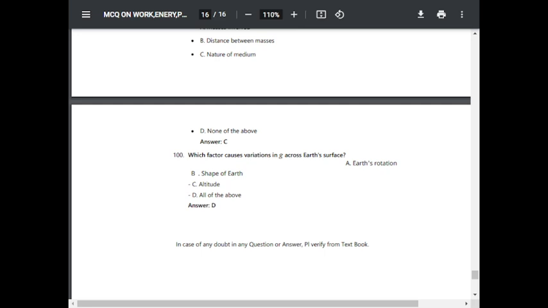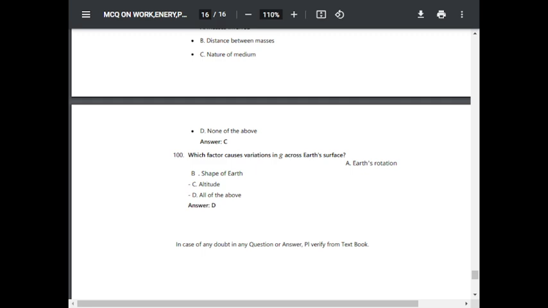Question number 100. Which factor causes variation in g across earth's surface? Option A, earth rotation; option B, shape of the earth; option C, altitude; option D, all the above. The correct answer is all the above, because g varies with earth rotation, with shape of earth, and with altitude. Hence option D is correct. In question number 100, the answer D is correct.